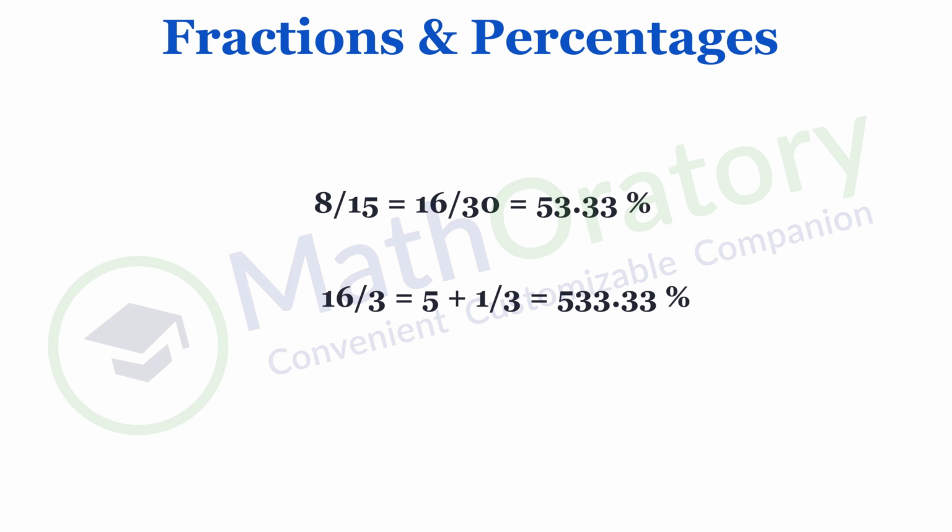You can calculate faster than I'm typing. With a bit of practice, this will be very easy to do. Just double karo upar niche and just convert it to mixed fraction. Get the percentage, shift a decimal. Done. 8 by 15 is 16 by 30. 5 whole 1 by 3, 533.33%, shift a decimal, 53.33%.